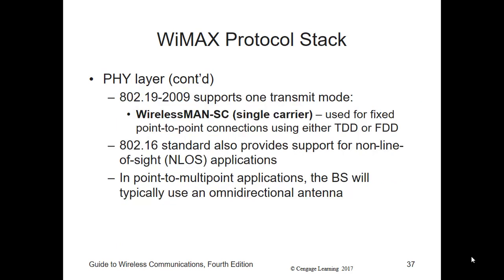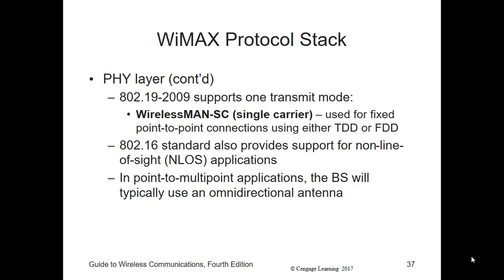In the 10 to 66 gigahertz licensed bands, the 802.16-2009 standard supports one transmission mode, WirelessMAN-SC, or single carrier. It's used for fixed point-to-point connections using either TDD or FDD. Now, at these higher frequencies, line of sight to the transmitter and directional antennas are required.